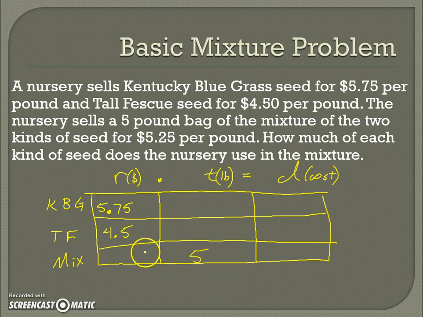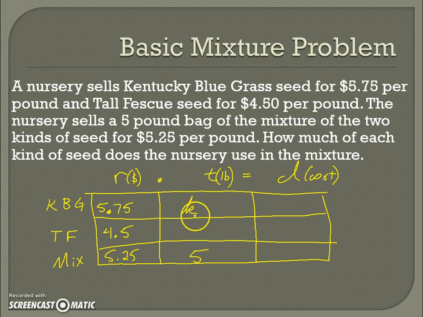Okay, so we got some other things that we need to fill in here. It says, how much of each kind does the seed use? We know that the mix is $5.25 per pound. So you would say, well, that's the cost of this, that's the cost of this. I need to find the one that's in the middle. The Kentucky bluegrass, I don't know how much that is per pound, so I'm just going to call that K.